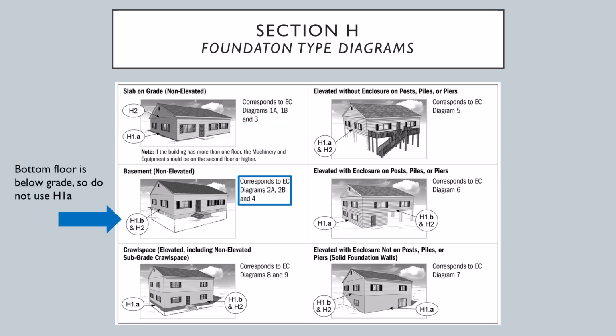For basement type foundations, the building's rating will be based on the floor above the basement, or that first living floor above grade. This elevation above grade must be noted in H1B. Notice the M&E, the H2 arrow, must be on the same floor to receive a discount for a basement foundation. The building diagrams that correspond to this type of foundation are 2A, 2B, and 4.